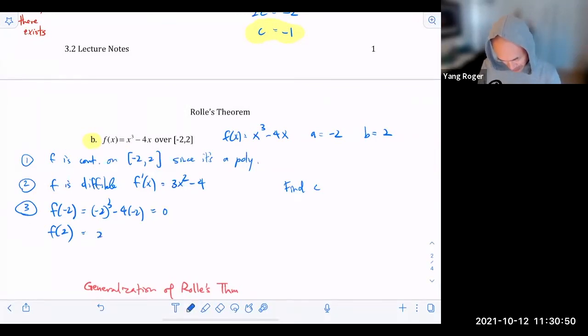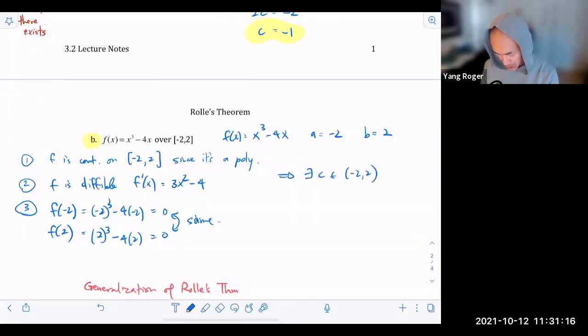You plug in a 2, you get the same thing. You get 2 cubed minus 4 times 2. That's also equal to 0. The key point is that these guys are the same. So this means that the mean value theorem is satisfied. In other words, we could say that this implies there exists a c in my interval from -2 to 2 such that f prime of c is equal to 0.